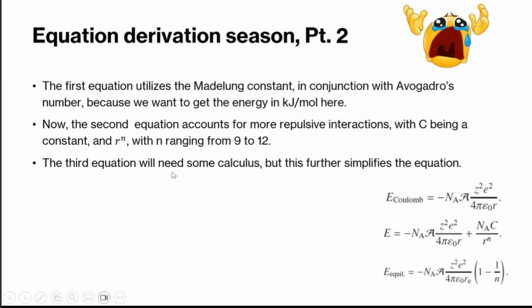Now if we clean this up using some calculus, we get this equation. It's the negative of Avogadro's number times the Madelung constant times the complicated jumble of math that I showed in previous slides, times 1 minus 1 over n. Still remember, n varies from 9 to 12.